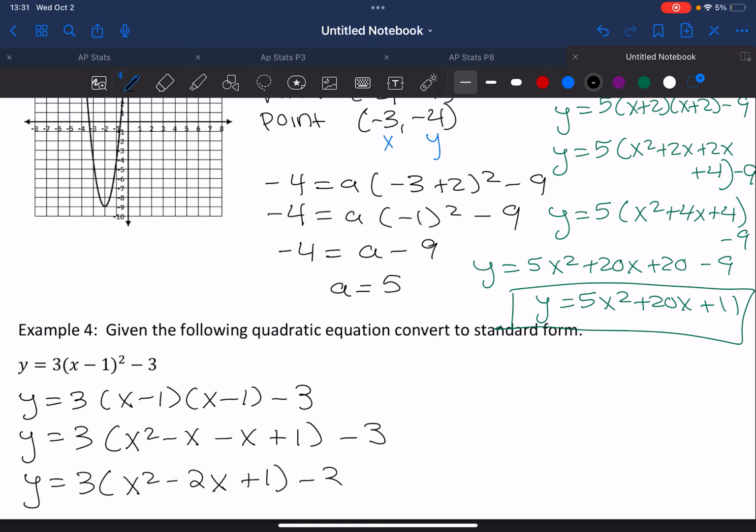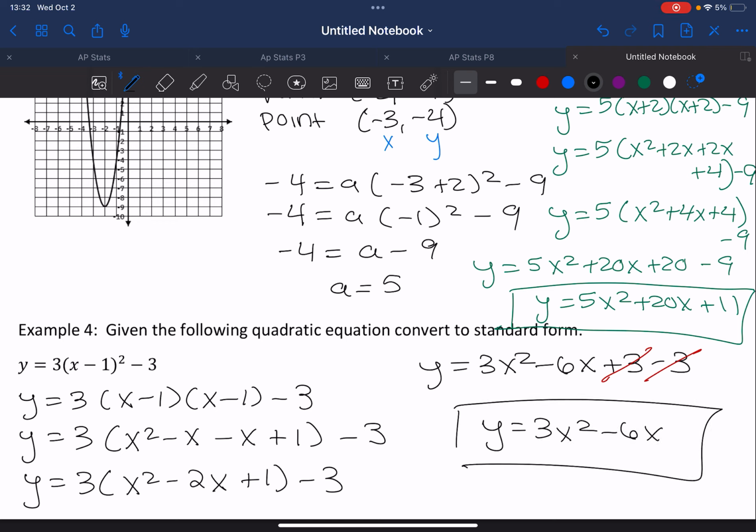Bring down the minus 3. y is equal to 3x squared minus 6x plus 3. Bring down the minus 3. Notice that plus 3 and minus 3 cancel, so we're left with y is equal to 3x squared minus 6x, and that is our answer in standard form.